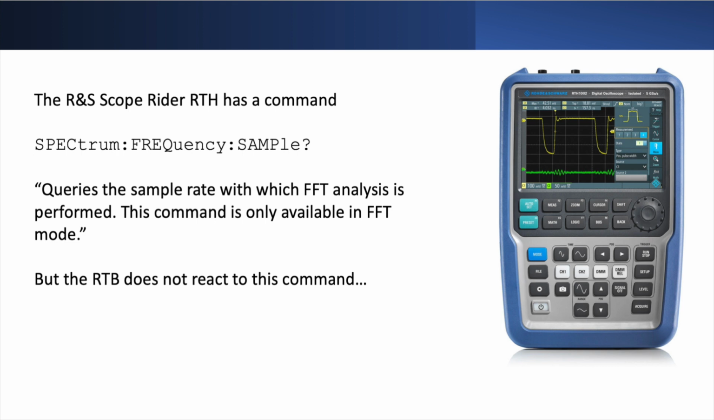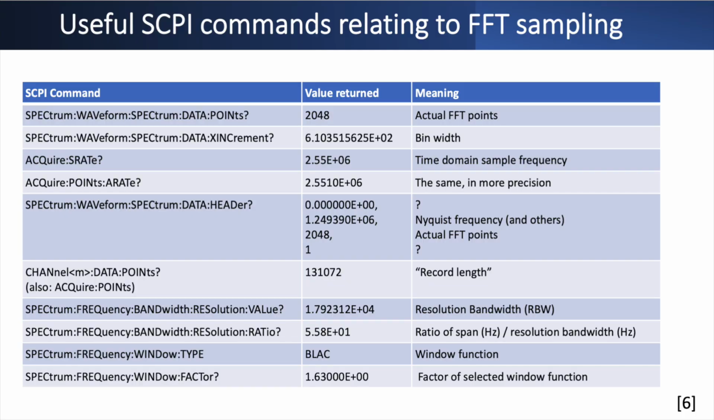I was also looking at the manual of another Rohde and Schwarz device, the ScopeRider R2H, and it has a command that queries the sample rate of the FFT analysis. So maybe in this device the FFT sample frequency is not always the same as the time domain sample frequency, but that's mere speculation. This particular command is not supported by the RTB. Quickly going through those here.